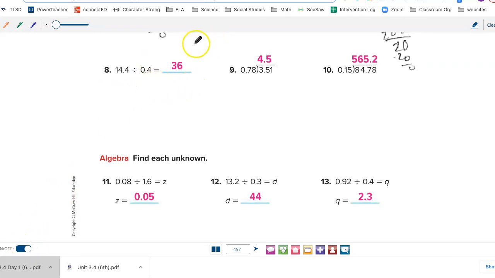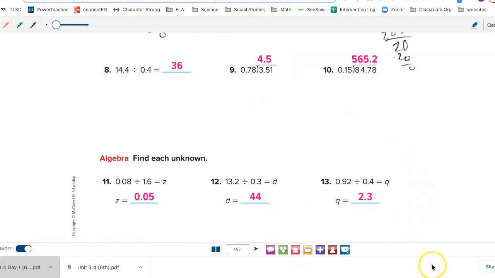So for 8, we have 36. Number 9, we have 4.5. 10, we have 565 and 2/10. 11, we have 5/100ths. 12, we have 44, and 13, we have 2 3/10.